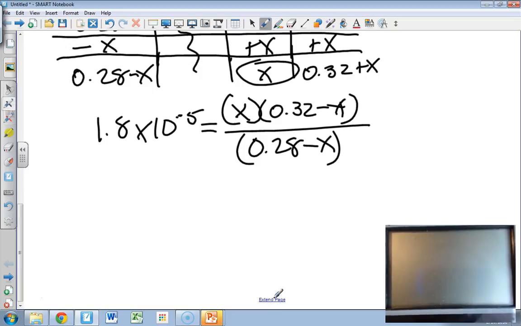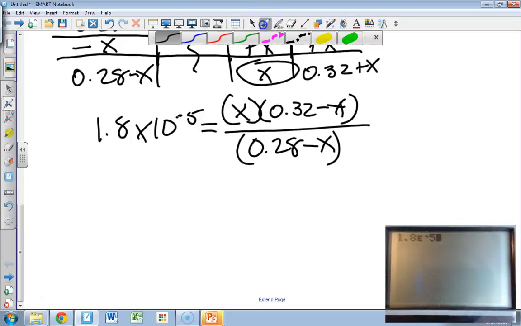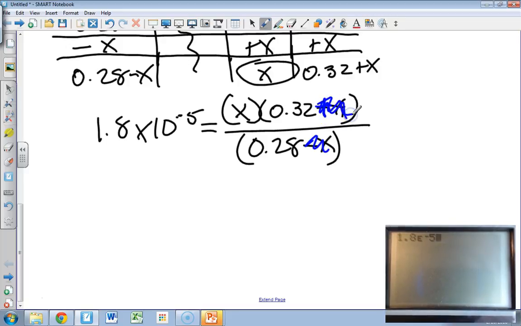Now at this point, we've done all the chemistry, and now we can do the math, okay? So it's 1.8 times 10 to the negative 5. And just for clarity, these x's we're going to get rid of. Okay, this is plus, right? And then we got rid of that. Okay, so it's going to be that times 0.28, and then divided by 0.32.